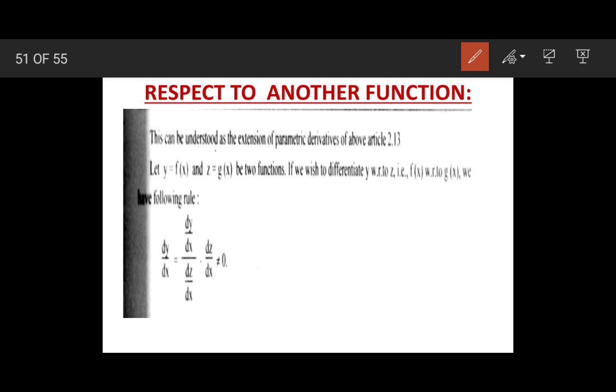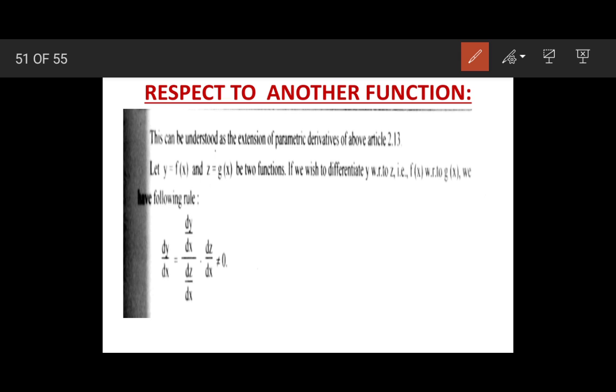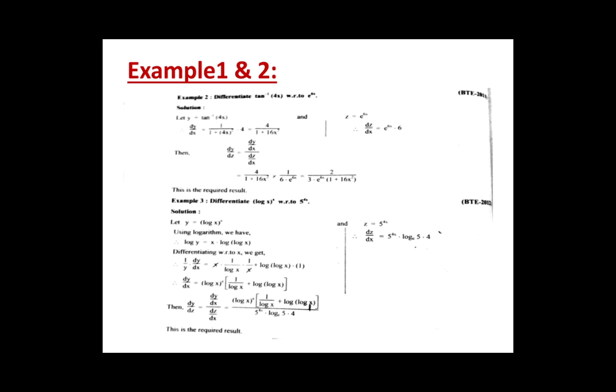So derivative of one function with respect to another function can be understood as the extension of parametric derivative, which we had already seen. So dy upon dz is equal to dy upon dx upon dz upon dx, which we had already done in parametric derivative. Now let us see the example.